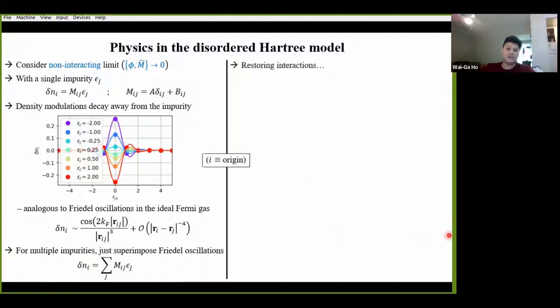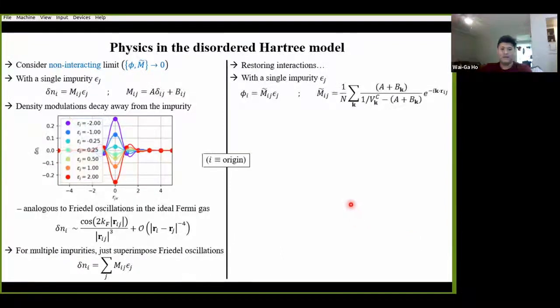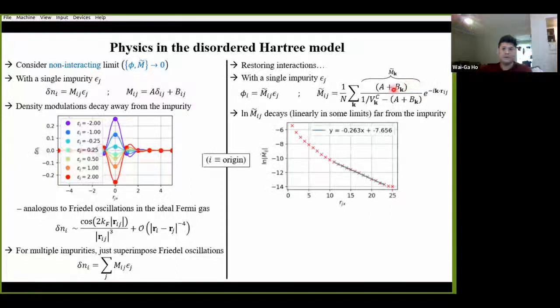All right. So what happens now when we start turning interactions back on? If we do that, then a lone impurity at site J is going to induce an electrostatic Madelung potential on site I of this form, where we just have the general Fourier expansion of m tilde ij here, this inner element being m tilde k. All right. Now, if we again take the impurity and start moving it around the lattice a little bit, well, we can see how this m tilde ij behaves.